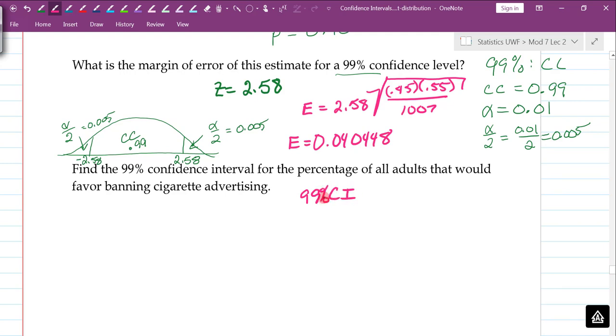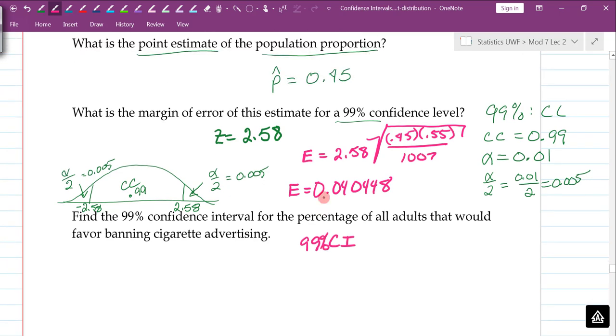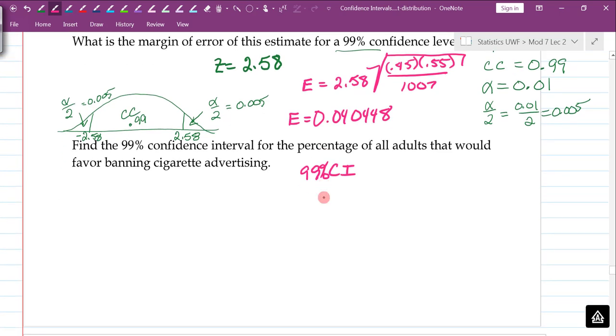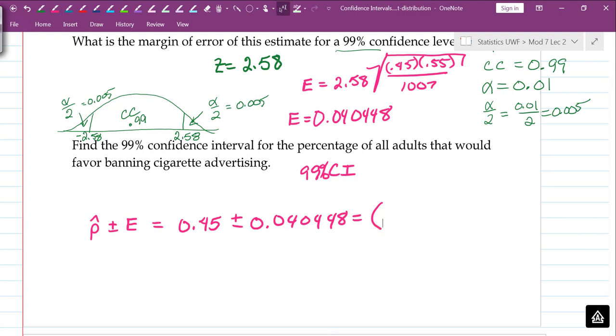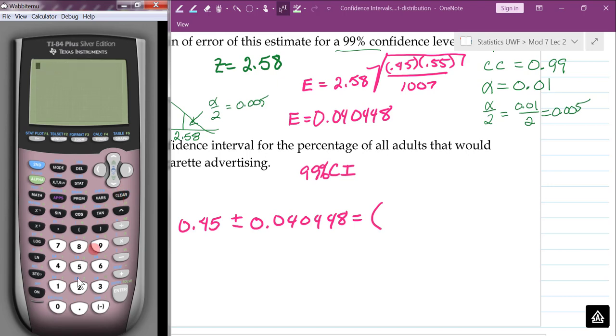okay, is going to be our point estimate, which is 0.45. So it's going to be our P hat plus or minus our E, which is going to be equal to 0.45 plus or minus 0.040448. First number we're going to get is our lower bound. The second number we get is our upper bound. So we're going to come in here and we're going to go 0.45, subtract, doing our lower bound first, 0.040448. Put in our enter.